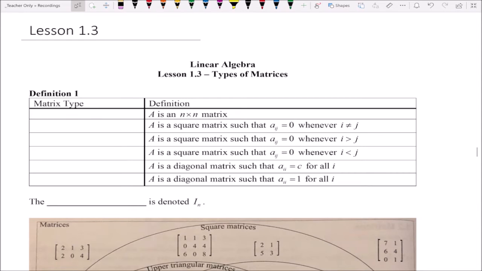First, an n by n matrix, so a matrix that has the same number of rows as columns, is known as a square matrix. A square matrix such that a_ij equals 0 whenever i is not equal to j is known as a diagonal matrix.